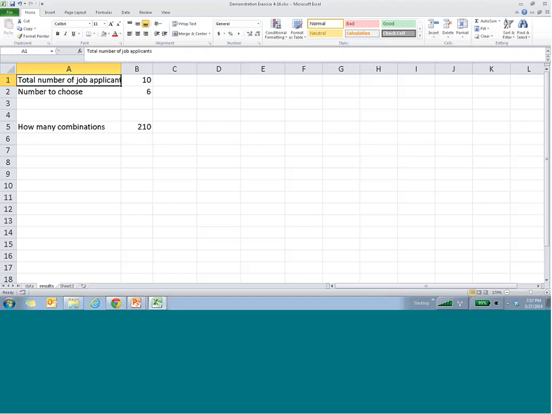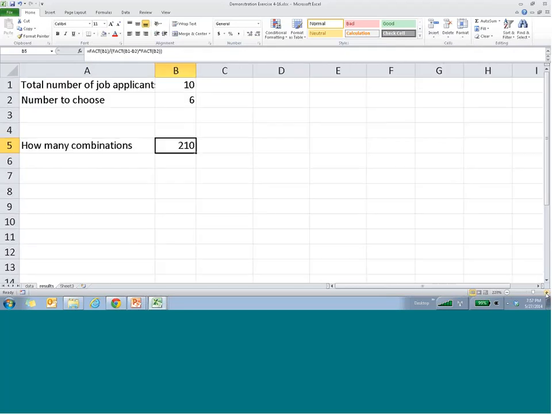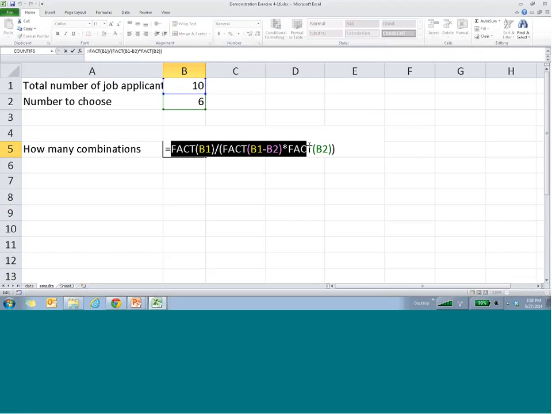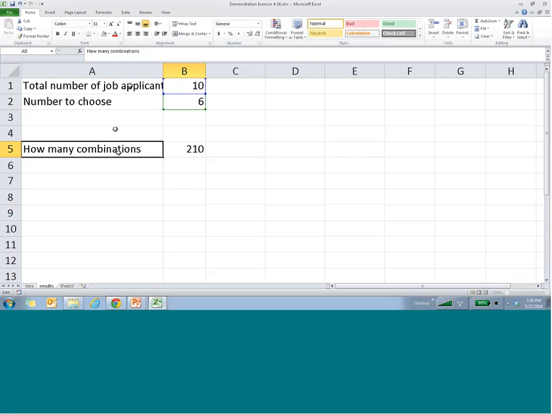I don't care about those formulas. What I care about is that you can plug this into Excel. So here you can see when I say how many combinations are there, see how I do this in Excel. Instead of the exclamation point in Excel, you have this formula FACT.